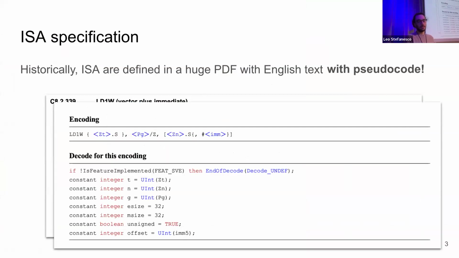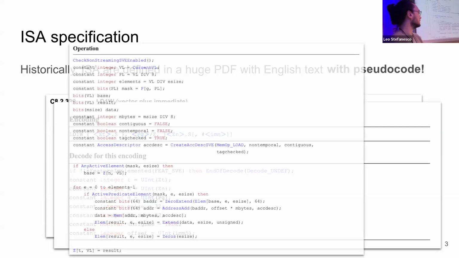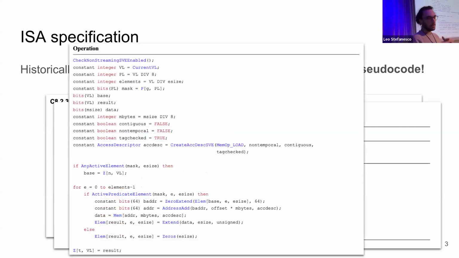But in addition, in most specifications, there is also pseudocode, which is more precise. Here this part explains how to encode or decode the instruction. And then you have this small imperative program that explains what happens when the CPU executes this instruction.